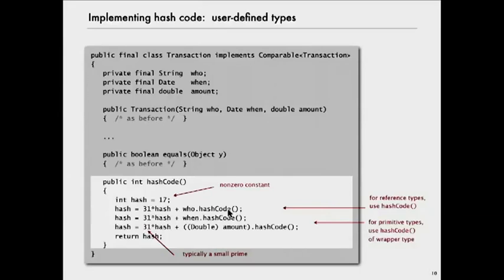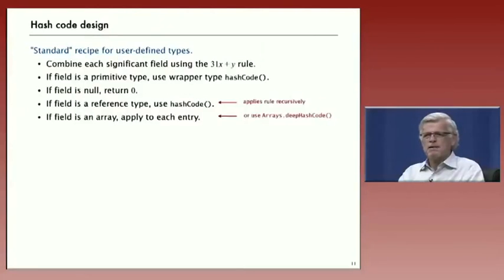So if it's a reference type, we just use the hash code. So who is a string, so string has a hash code method, so we add that in. And dates, when's a date, so we add that hash code, multiply by 31 and add that hash code in. Trying to take all the bits and scramble all the bits and use them. And for primitive types, take the wrapper type and use the hash code. So that's a simple example of implementing a hash code for our own type of data that might include several different types of instance variables.